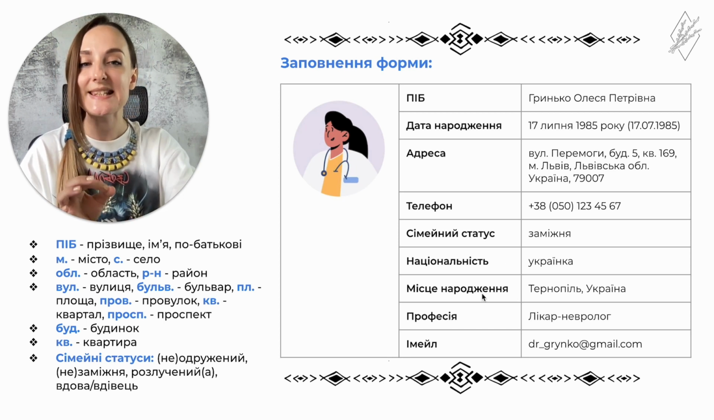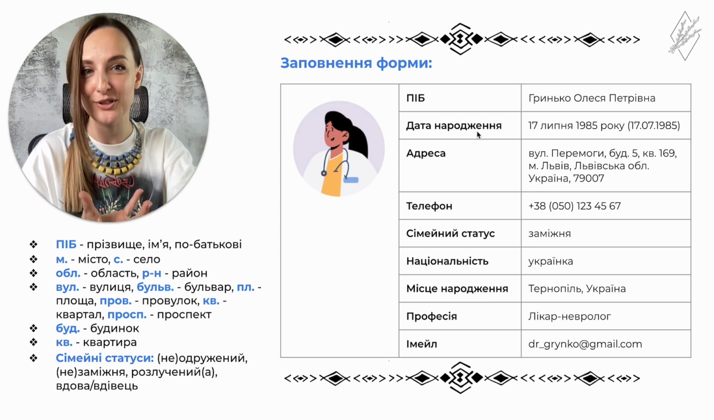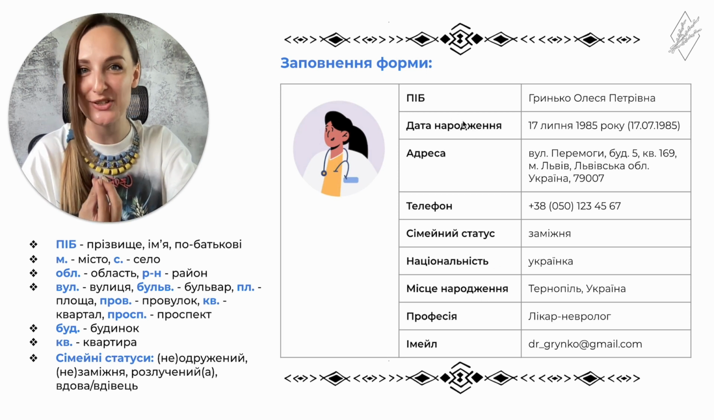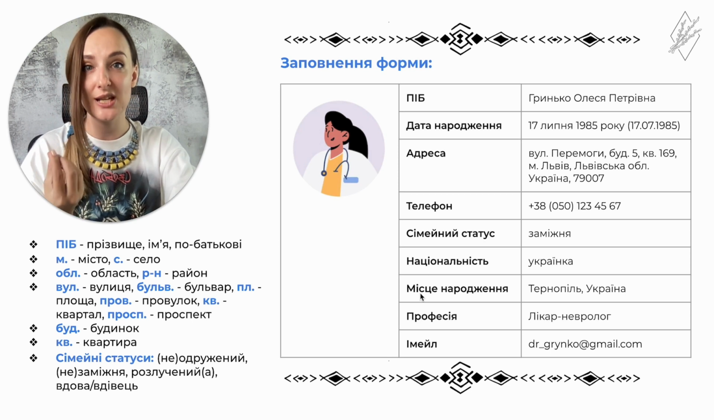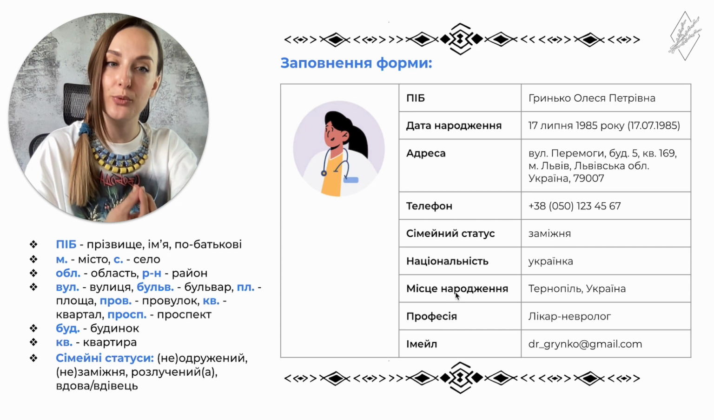Then, місце народження. What is it? We already had the word народження, which means birth. And now we have not date, but place. Місце. Place of birth.